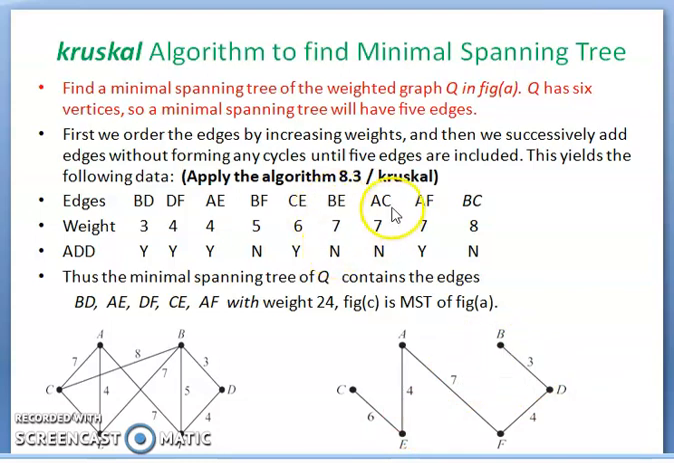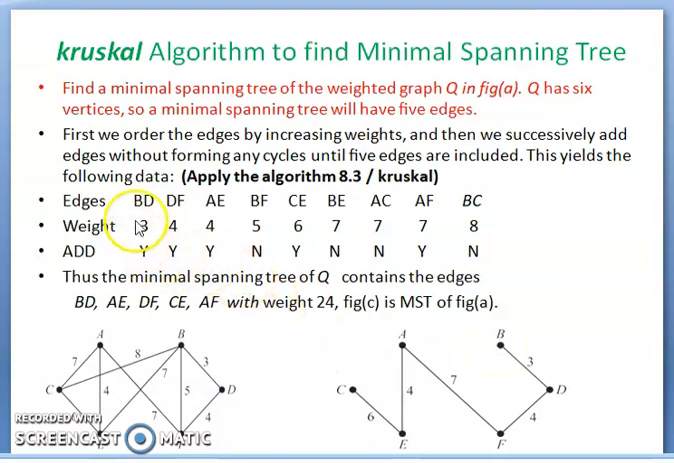AC. If you add AC, again this is a cycle. Don't add. AF, A and F, this one. If you add this one, there is no cycle. So simply you consider it. BC, B and C. If you consider this, that may form a cycle. So that's why don't consider the BC value.